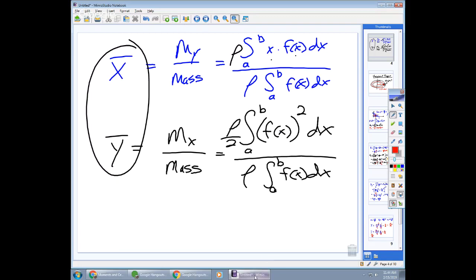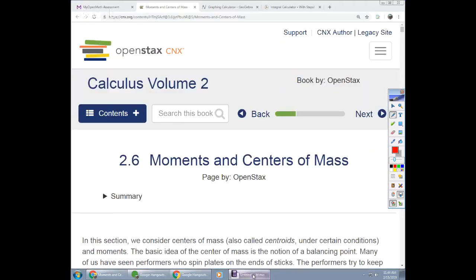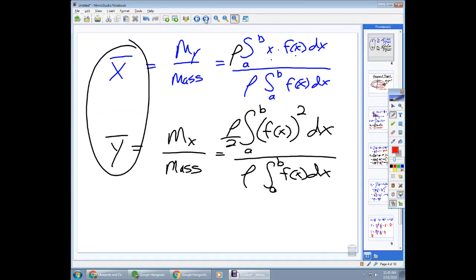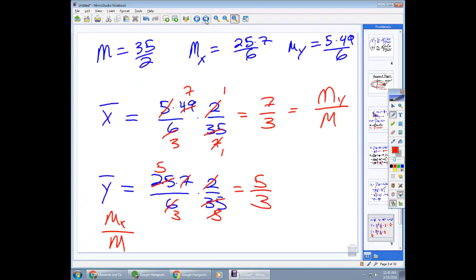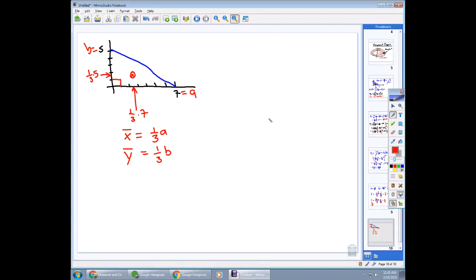All right, next thing we're going to do is apply the formula of the theorem of Pappus to this. The theorem of Pappus says that if you're revolving about an axis, so let's say we're going to revolve this about the y-axis, then you need to know the center value.